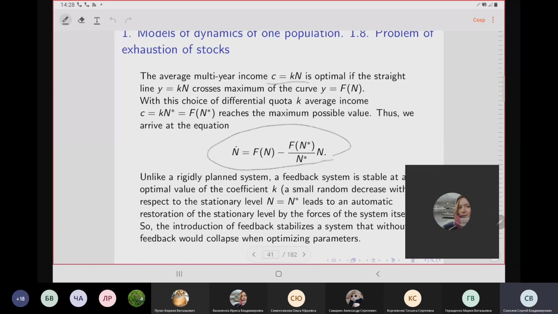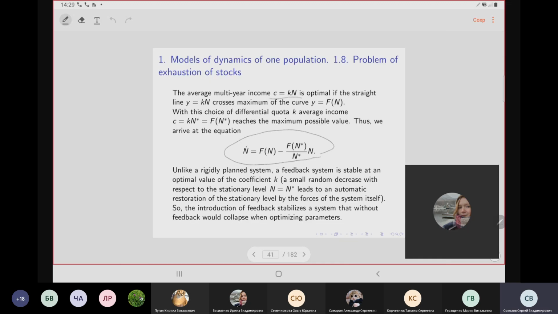That's why when we want to take, for example, some taxes, when we want to catch some fish, or we collect some goods from our nature, we have to take into account the models with not rigid control.